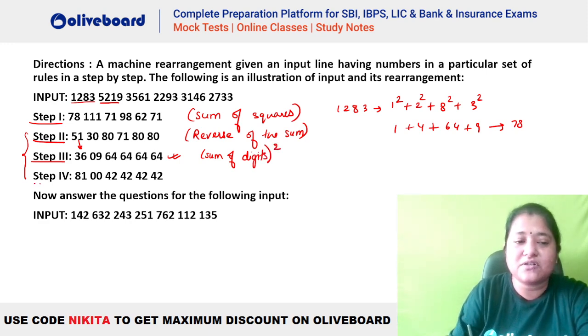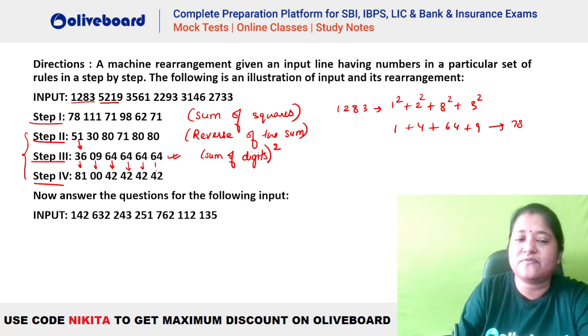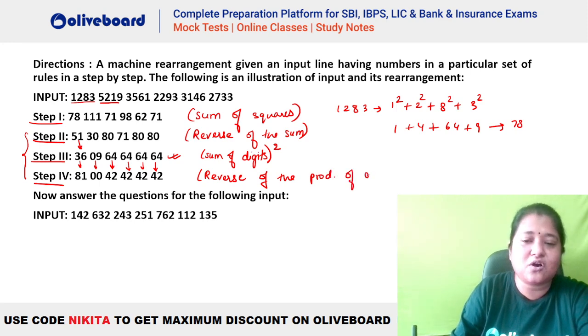Okay. What about step number 4? Again, you can see step number 4: 6 times 3 is 18, in the reverse order. 0 times 9 is 0, 0. 6 times 4 is 24, 6 times 4 is 24. So this is nothing but the reverse of the product of the digits. This is the logic for the last output here.